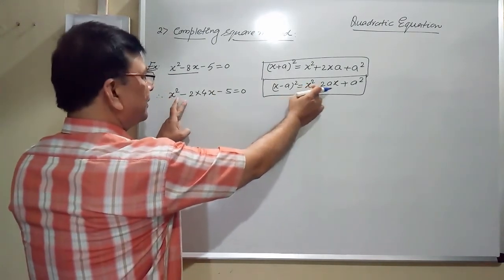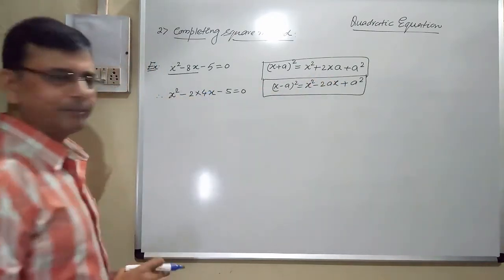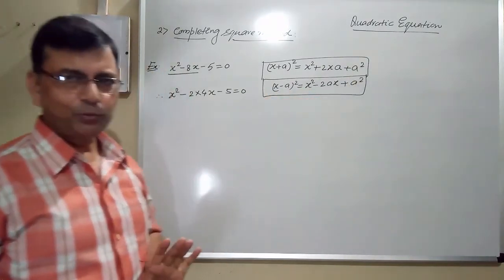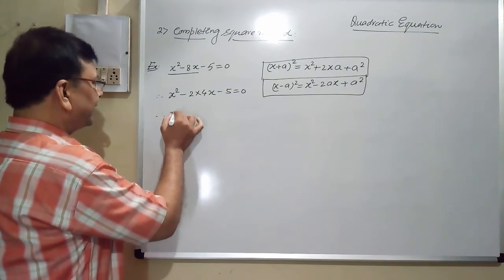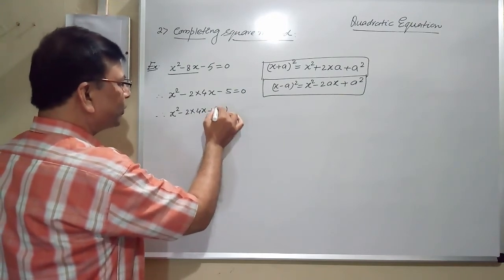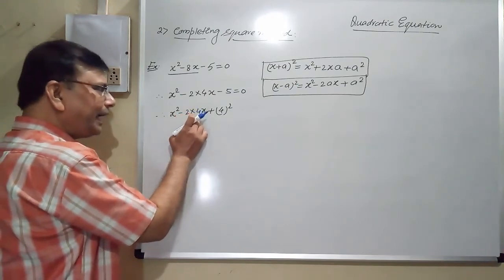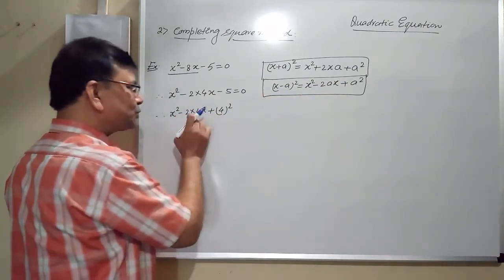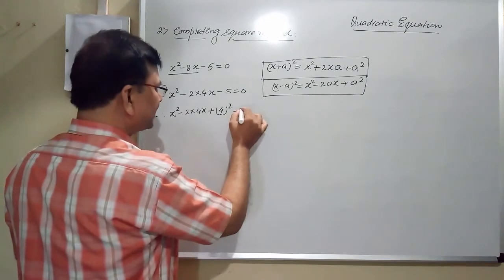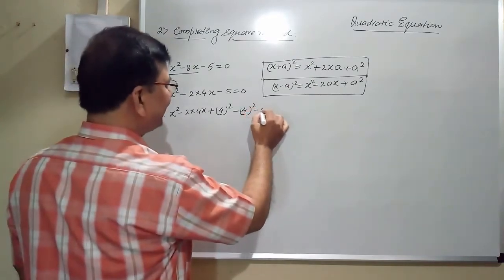Means x square I have got, minus sign is there, 2 into 4 into x, so in place of a there is 4. To make it a perfect square like this, plus a square will have to be added. So we can write x square minus 2 into 4x plus 4 square. Then only it will be a perfect square like this: x square minus 2ax plus a square, and in place of a there is 4. And since we have added 4 square, we will have to subtract 4 square, otherwise the value will get changed. And minus 5 as it is, that is equal to 0.